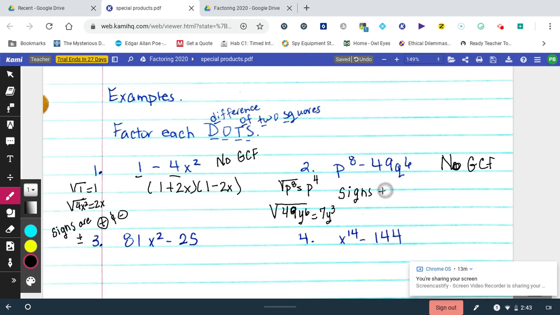Are positive and negative. You're going to write one positive and one negative. So basically, you end up with p to the 4th plus 7y cubed and p to the 4th minus 7y cubed. Now, I could have put this factor first with the minus and then put this factor second, but it doesn't matter. As long as you have one plus and one minus, then you're good to go.